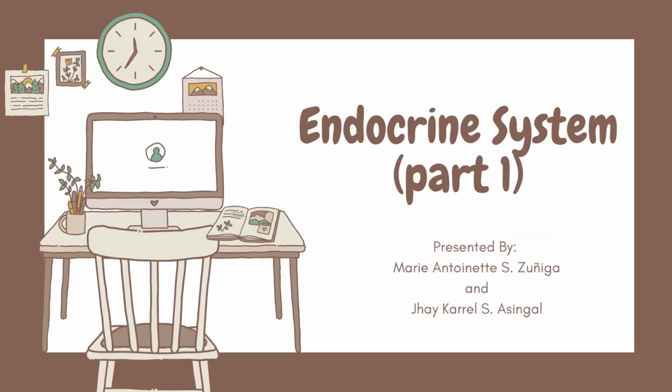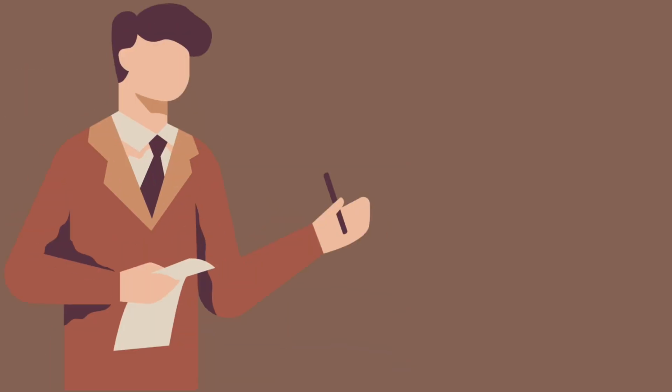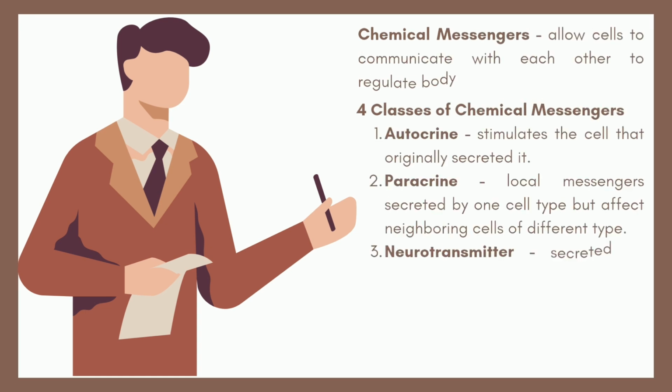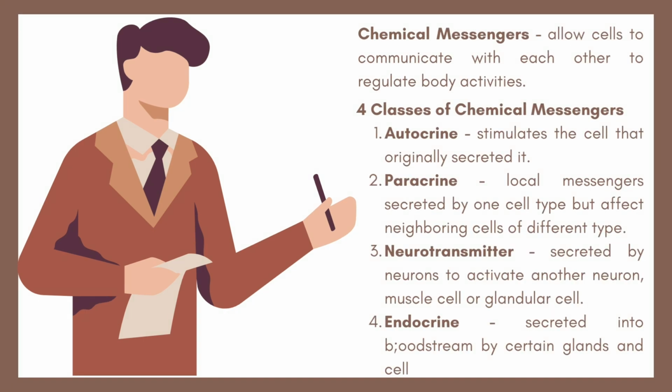Let's talk about the endocrine, part 1. So first, we have chemical messengers. These are responsible for the communication of cells inside our body in order to regulate our body activities. There are 4 classes of chemical messengers.